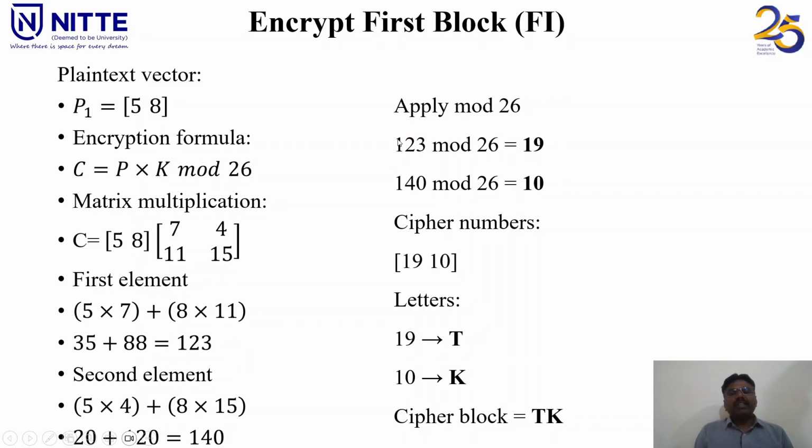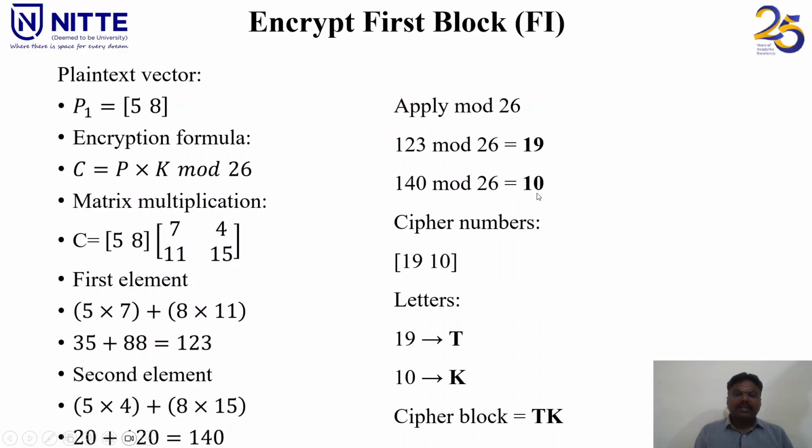When we encrypt the very first block FI, the plain text block is 5, 8. The formula to perform the matrix multiplication is P into K, that is the block times the key matrix 7, 4, 11, 15. Performing the multiplication, I get 123 and 140. These two numbers are greater than 26, so I apply modulus 26. 123 mod 26 is 19, and 140 mod 26 gives remainder 10.